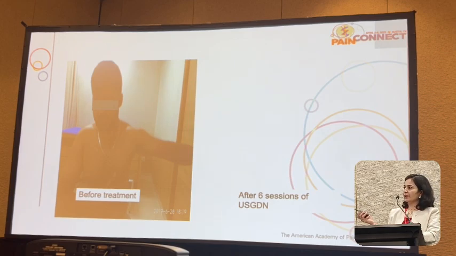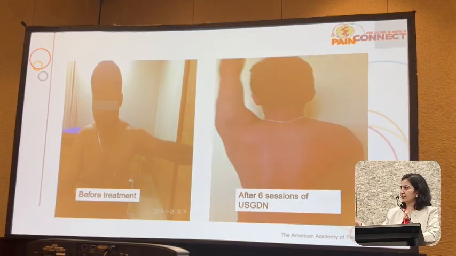This young boy had restricted range of motion at shoulder joint following shoulder hand syndrome. Before treatment, he was not able to go beyond 90 degrees. You can see wincing on his face, but within 6 sessions he has regained full range of motion.